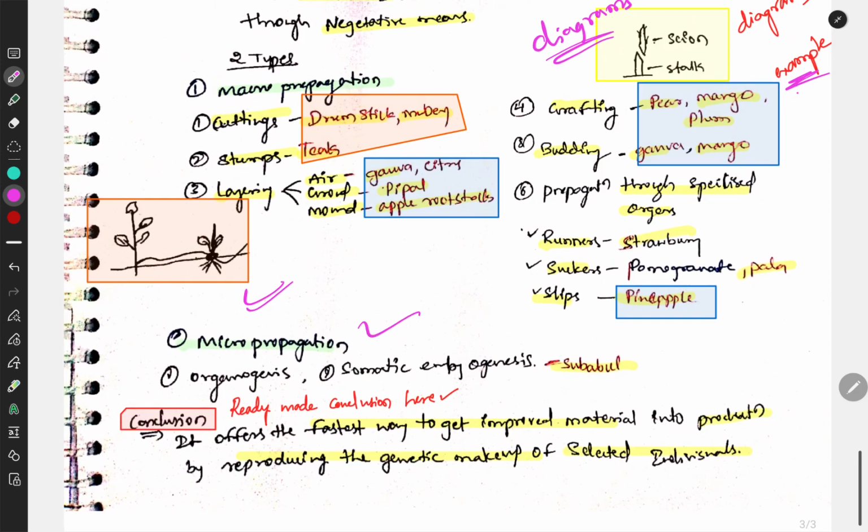Then come to micro propagation. Then conclusion, and it should be a ready-made conclusion. You should not generate the conclusion in the exam hall condition. That's not possible, and that's not going to give you good marks. You should have a ready-made conclusion for each topic, right? This is my notes. I'll upload it in a Telegram group. You can access it there.